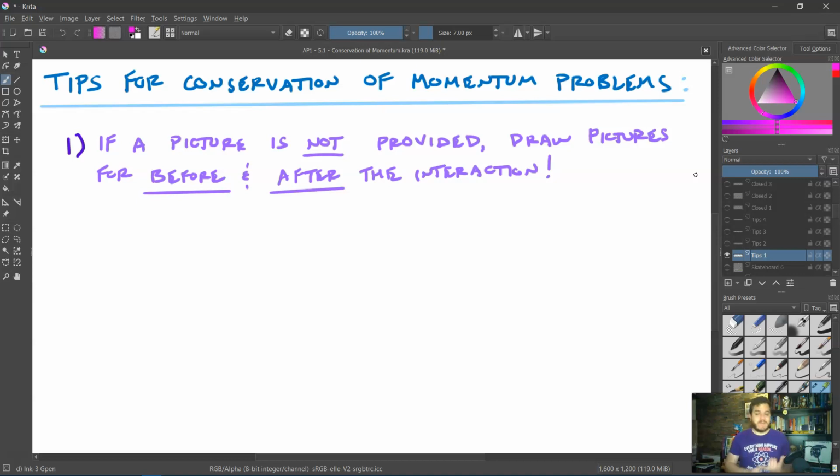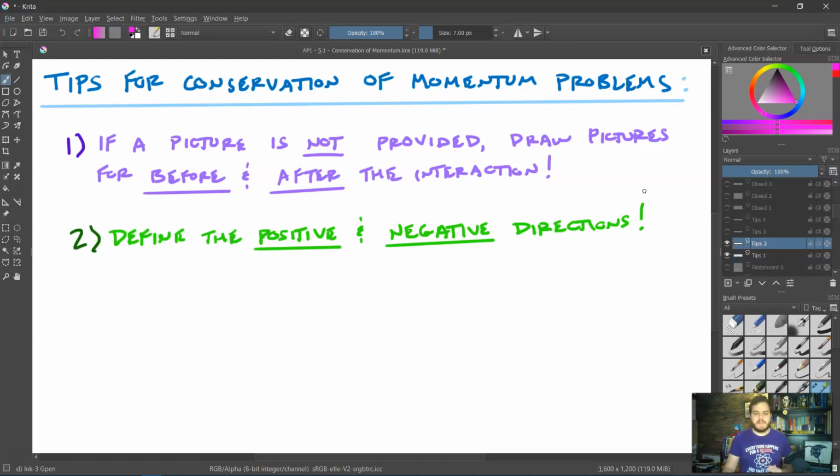One, if you don't have a picture, if it's not provided to you, it's highly recommended that you draw a picture of the system before whatever this interaction is and afterward to make sure you're not forgetting anything in particular and to make sure you're logically thinking through it. Second, we want to clearly define what is the positive direction and the negative direction, and we must be consistent with every piece. You mess that up, you're going to be in a lot of trouble.